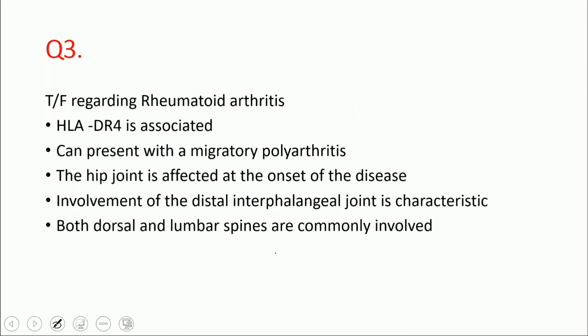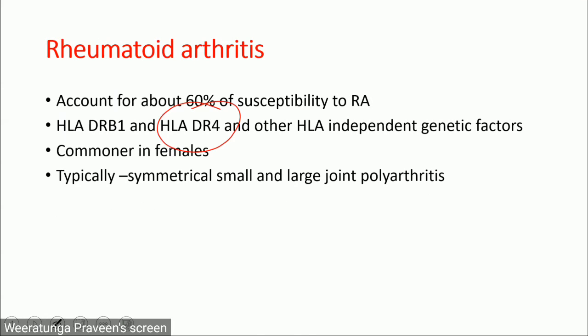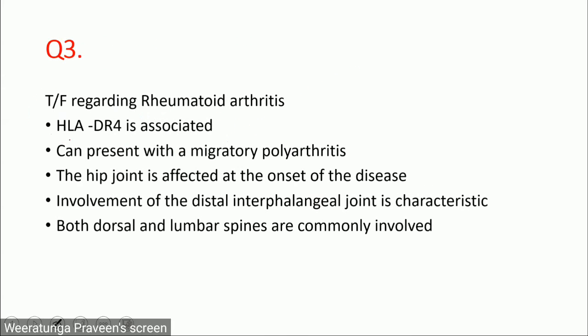Right. True or false regarding rheumatoid arthritis, HLA-DR4 is associated. So HLA-DR4, in addition, you can get association with the HLA-DRB1 as well. Now rheumatoid arthritis typically presents with bilateral symmetrical inflammatory type polyarthritis, commonly involving the hand joints.